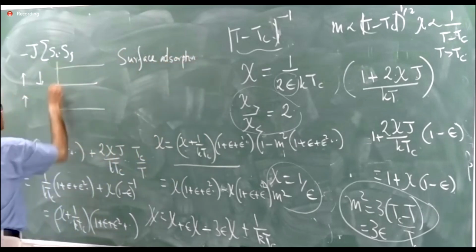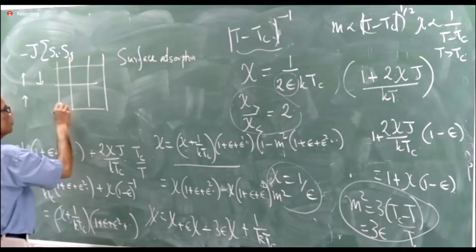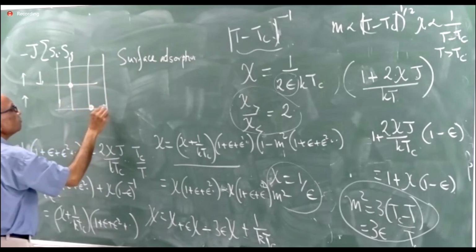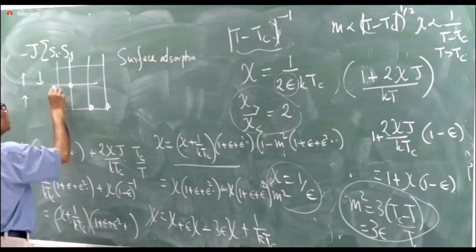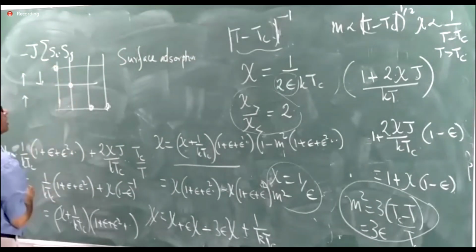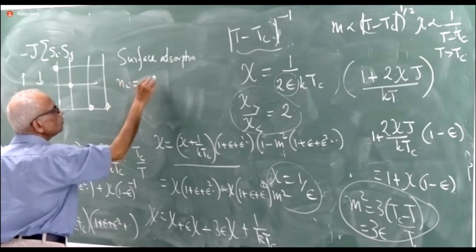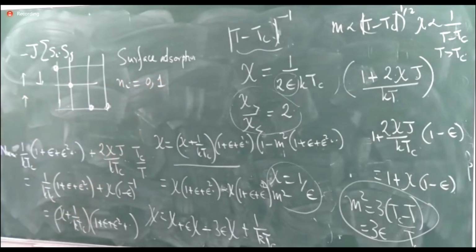So atoms come and get adsorbed on the surface. Some sites are occupied, some sites are not occupied. So occupied or not occupied, so Ni can be equal to 0 or 1. So that's again the question of whether there is a critical temperature in this adsorption or not.